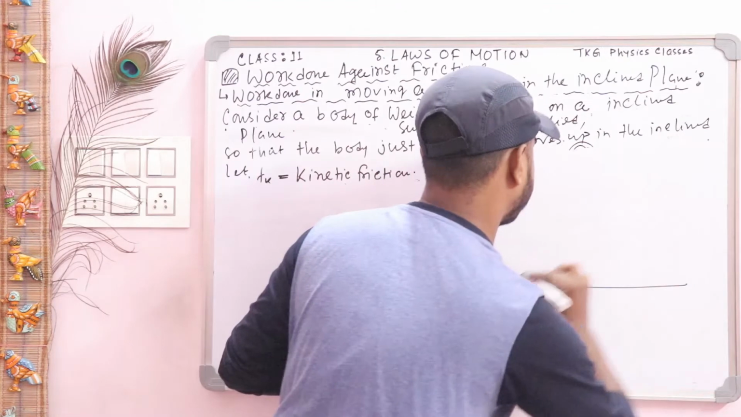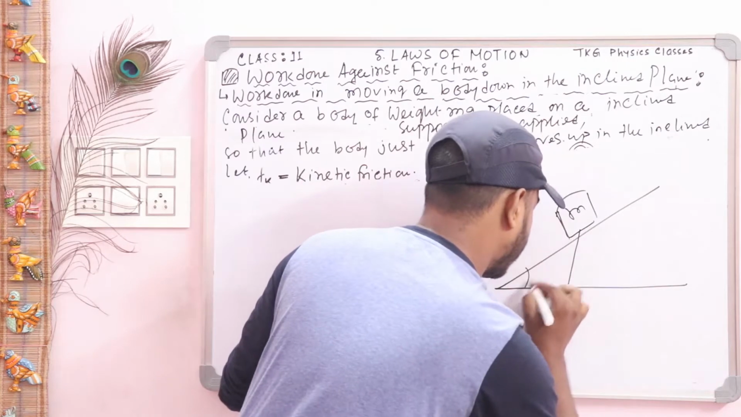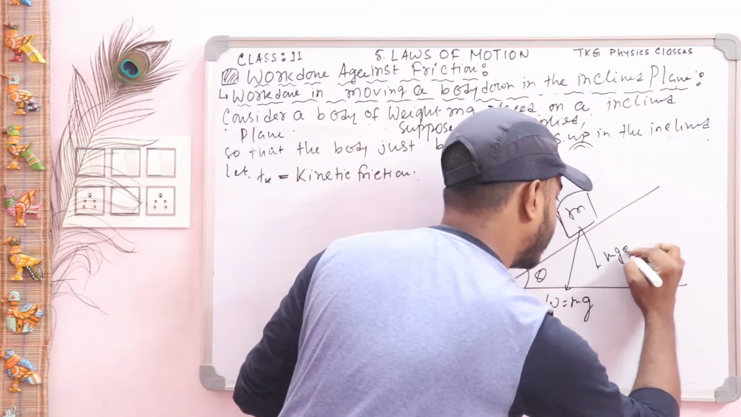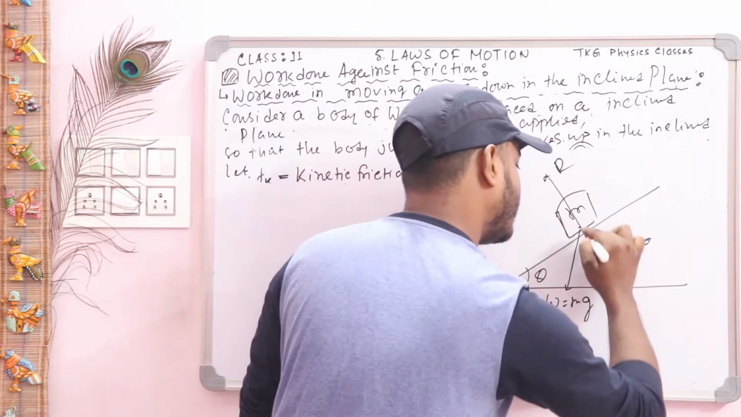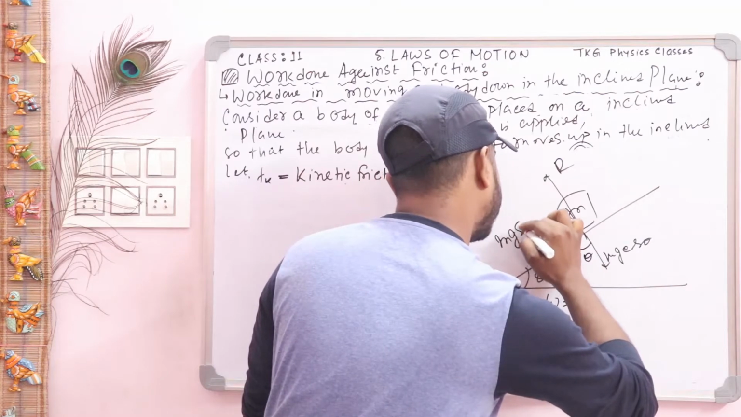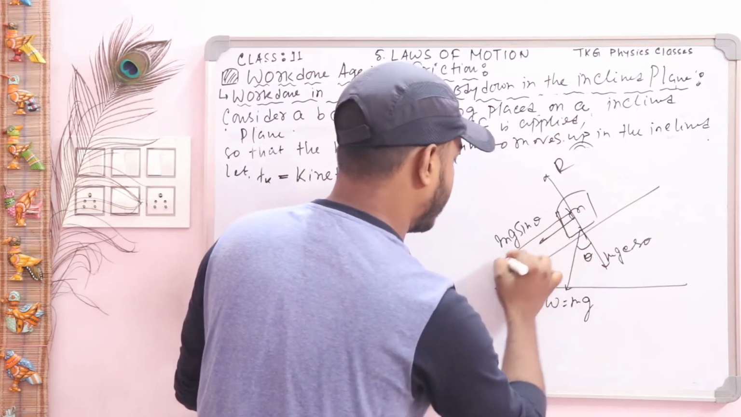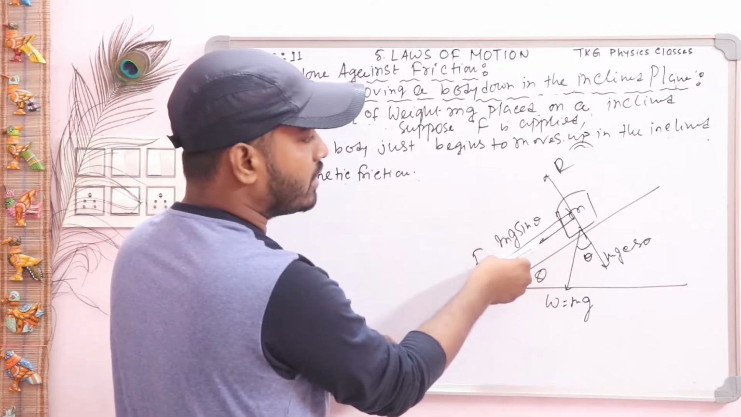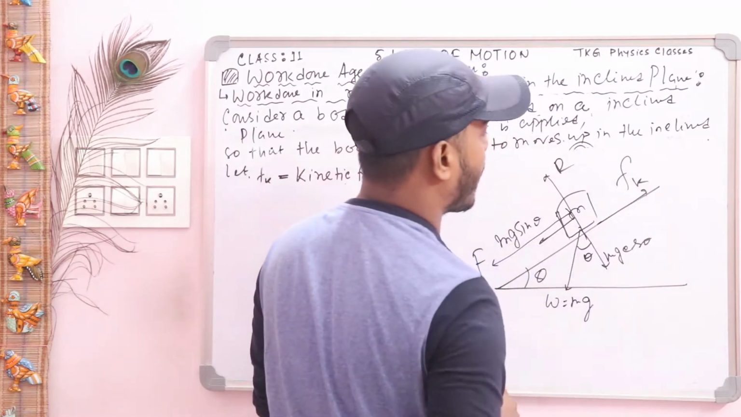This is the horizontal surface, this is the inclined plane, this is the body of mass m, with weight W that is mg, and this angle theta is the angle of inclination. This component is mg cos theta, which is balanced with the normal reaction R. This component is mg sin theta, and here the external force is applied in the downward direction. So obviously in the opposite direction there is a frictional force Fk.